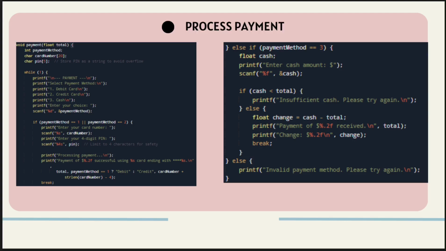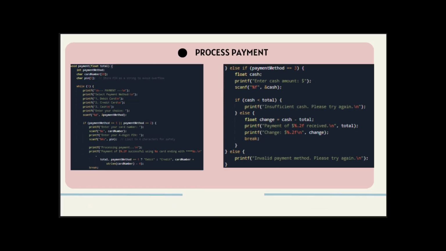If a card payment is selected, the system asks for a card number and PIN, simulates processing and confirms the payment. If cash is chosen, the user enters the amount and the system checks if it's sufficient. If the cash amount exceeds the total, the change is calculated and displayed. If an invalid payment method is entered, the system prompts the user to try again. This will ensure a smooth and secure transaction process.